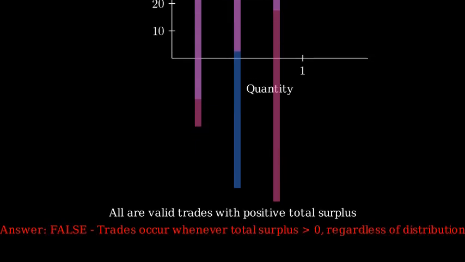A trade can occur whenever total surplus is positive, regardless of how that surplus is distributed between consumer and producer.